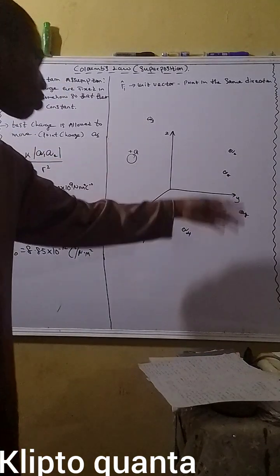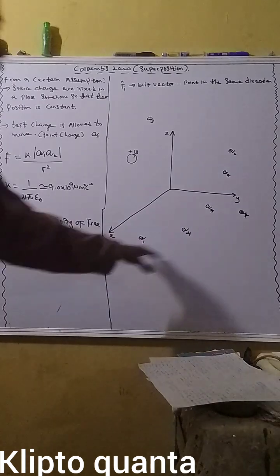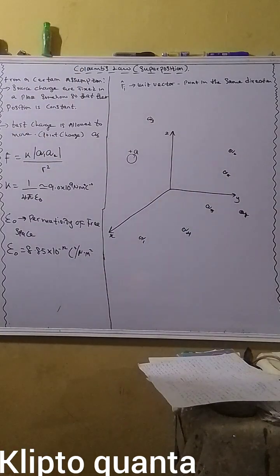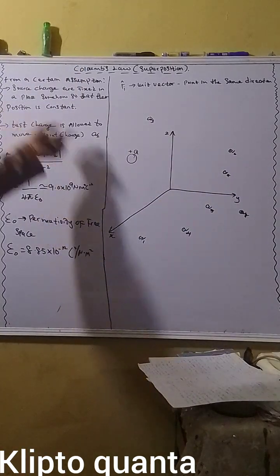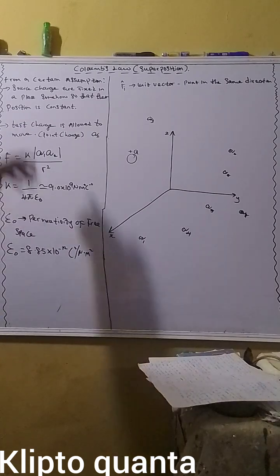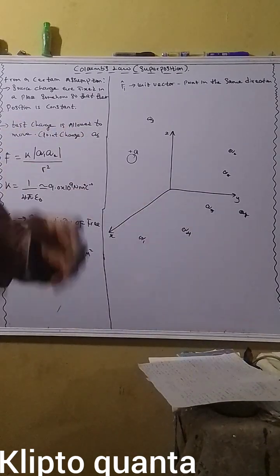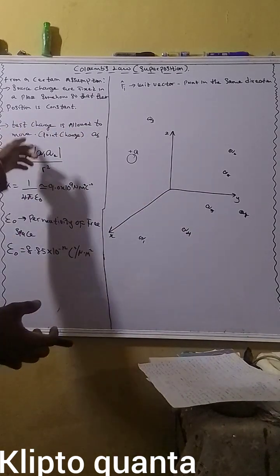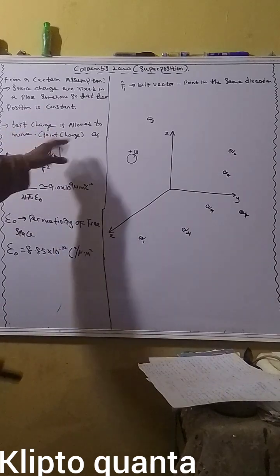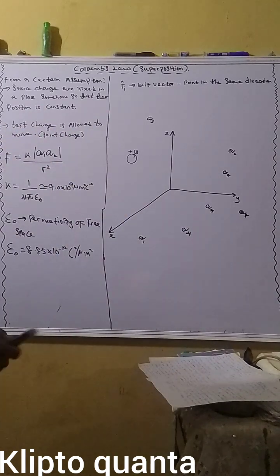Your charge 3, your charge 2, your charge 7, and this. These are examples of fixed point charges. Now, we have another one called the test charge. The test charge is the one that we allow to move. It can also be called the point charge. Are you getting what I'm saying?